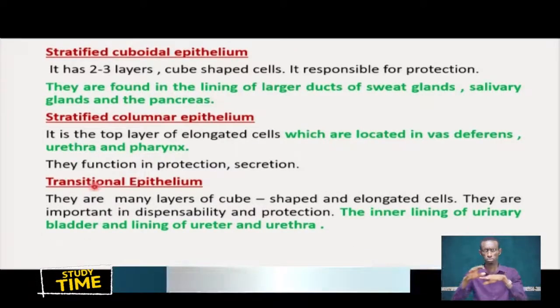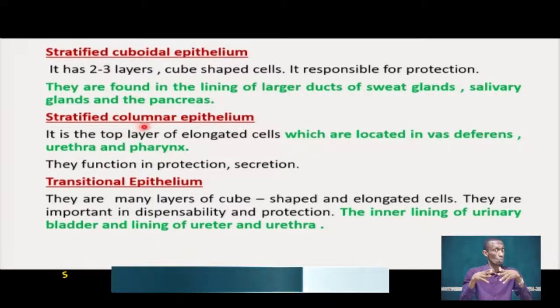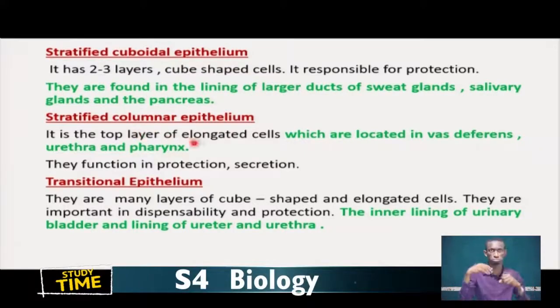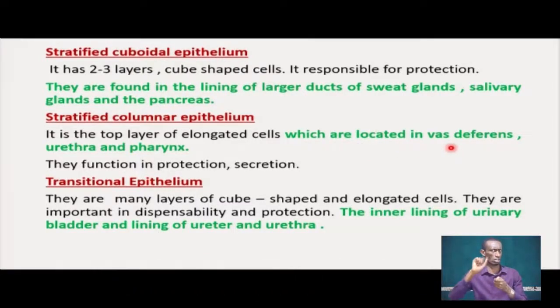Then we have stratified cuboidal epithelium. That means it has 2 or 3 layers of cube-shaped cells, and it is responsible for protection. These are found in sweat glands, salivary glands, and pancreas. Then we have stratified columnar epithelium. This is made up of elongated cells which are located in the vas deferens, part of the male reproductive system, urethra, and pharynx.